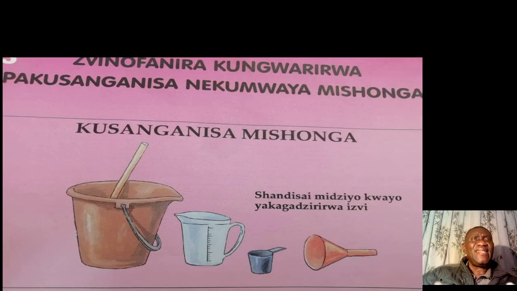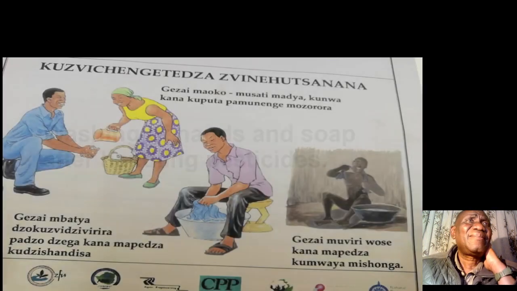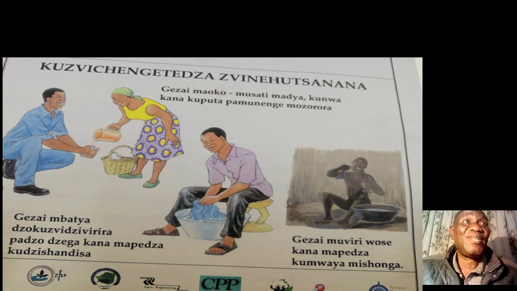Now, when you are mixing these chemicals, you may need these tools: measuring cylinder, funnel, and so forth. You need to wash your hands with soap after handling pesticides. Washing the clothes, taking a bath soon after putting the pesticides, changing the clothes, make sure they are washed, wash your hands, etc.